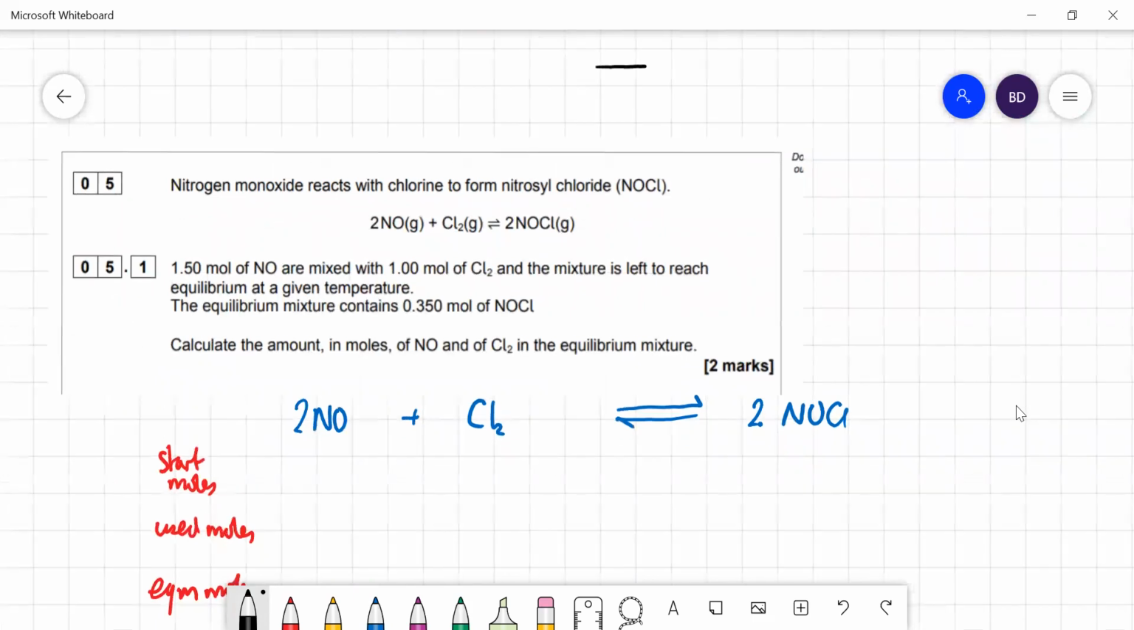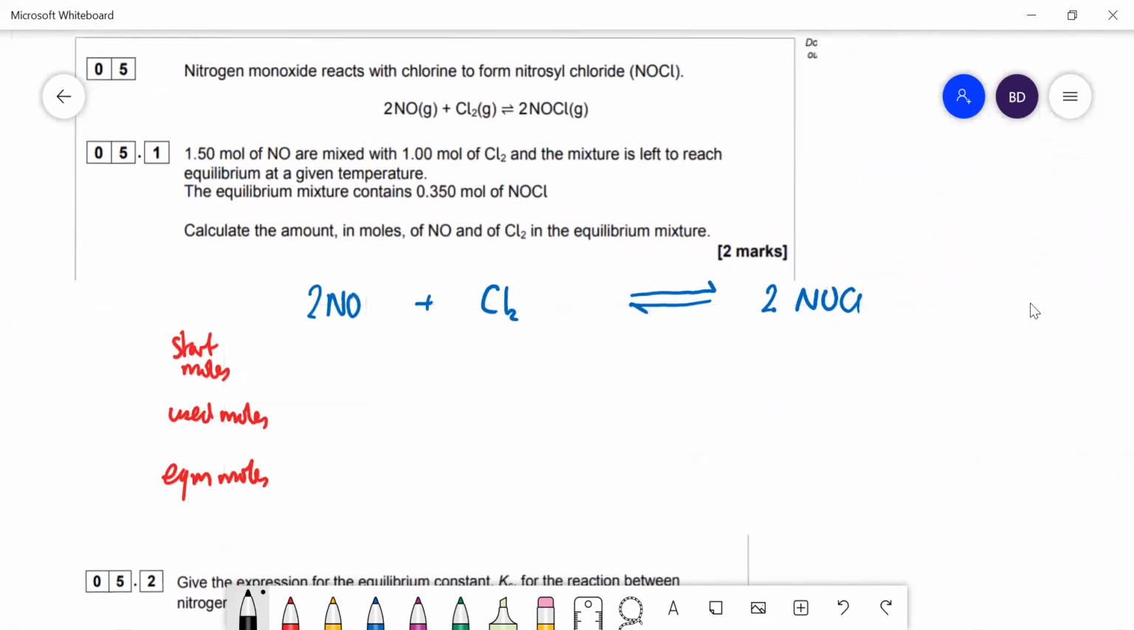Right, now we have a question on equilibrium here. Nitrogen monoxide reacts with chlorine to form this compound here. And it tells us we've got to calculate equilibrium moles. So what I would always do is write down the equation, then write down the start moles, used up moles, equilibrium moles, and then read the question carefully. Very common, these questions, practically one on every paper. So the start moles: 1.5 moles of NO are mixed with 1 mole of chlorine, and we haven't got any NOCl, so 0 there.